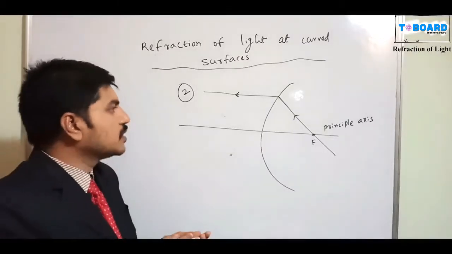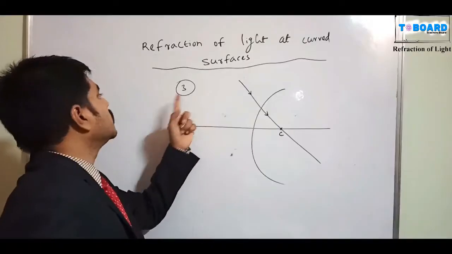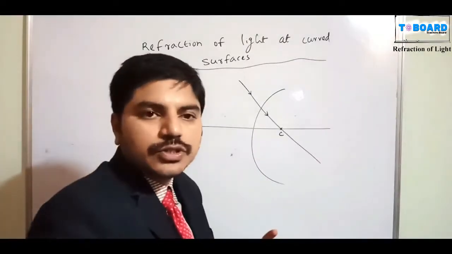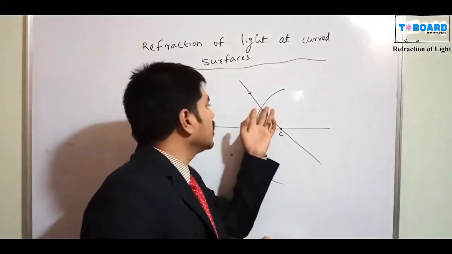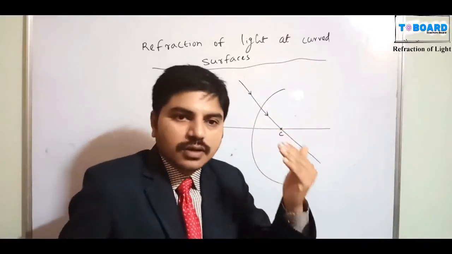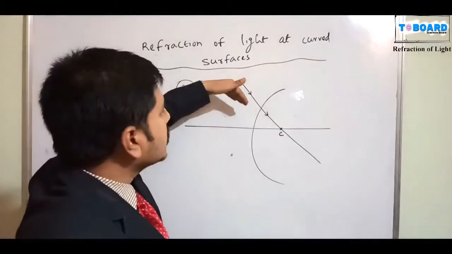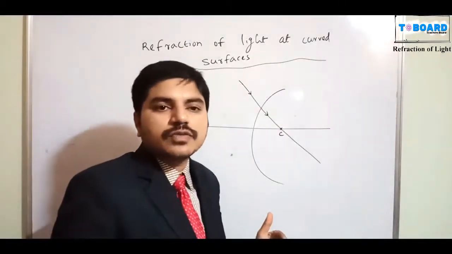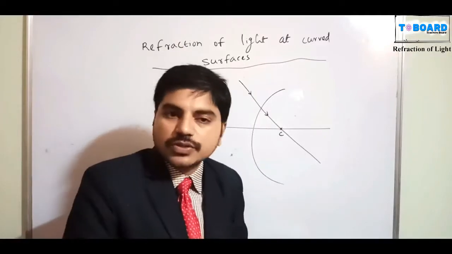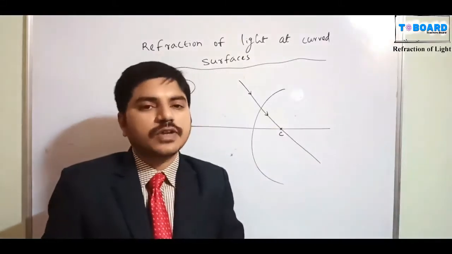Okay, now we'll go for the third condition. If any ray is passing through the center of curvature, it is undeviated, meaning no bending of light takes place. It just passes through the center of curvature. These are the conditions we have to use in the refraction topic.